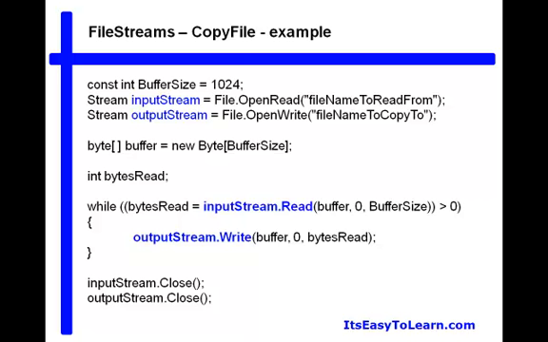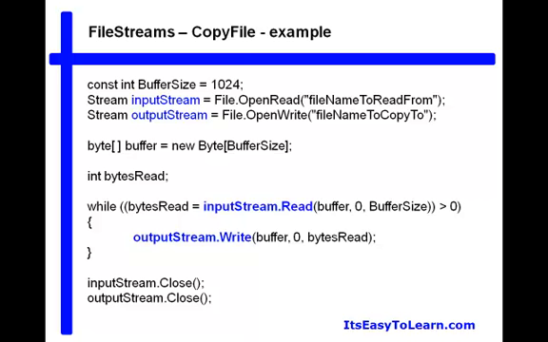First of all, we need two streams, an input stream and an output stream. The input stream reads from the source file, and the output stream writes to the destination file. Here we declare a byte array and call it buffer. You could give it any name you want. Buffer is just a variable that denotes a byte array.